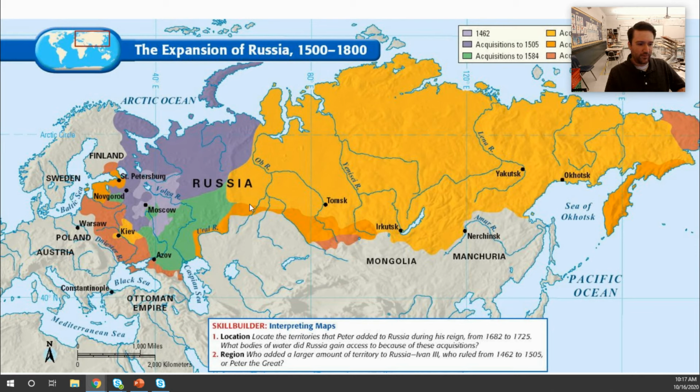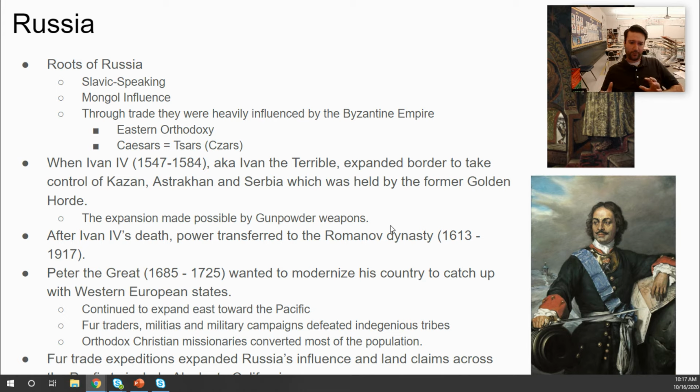Enter Peter the Great. Now, after the death of Ivan the Terrible, there is a short period known as the Troubled Times, and there's no ruler. Eventually, Mikhail Romanov is established as the Emperor, and that's the beginning of the Romanov dynasty. That dynasty goes from 1613 all the way to the end of the Russian Empire and the rule of the Tsars in 1917, when the Bolshevik Revolution gets rid of the Tsars in favor of the communist government. Okay. So one of the most famous of the Romanovs was Peter the Great.